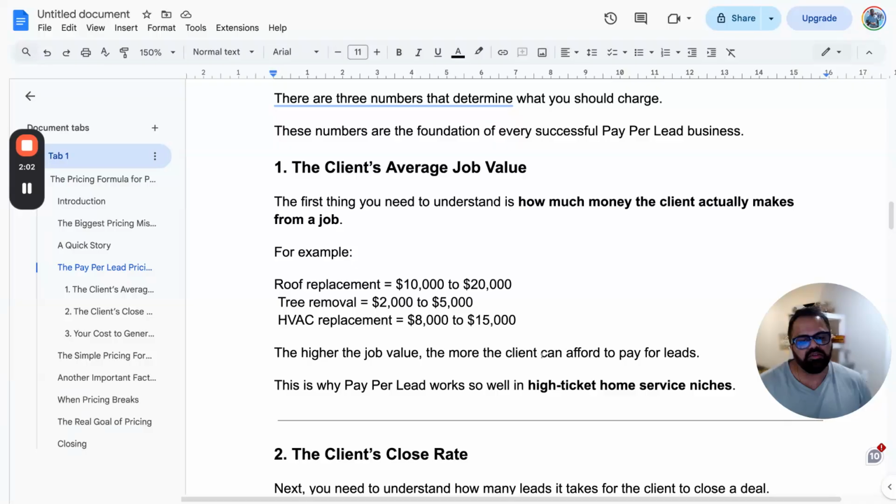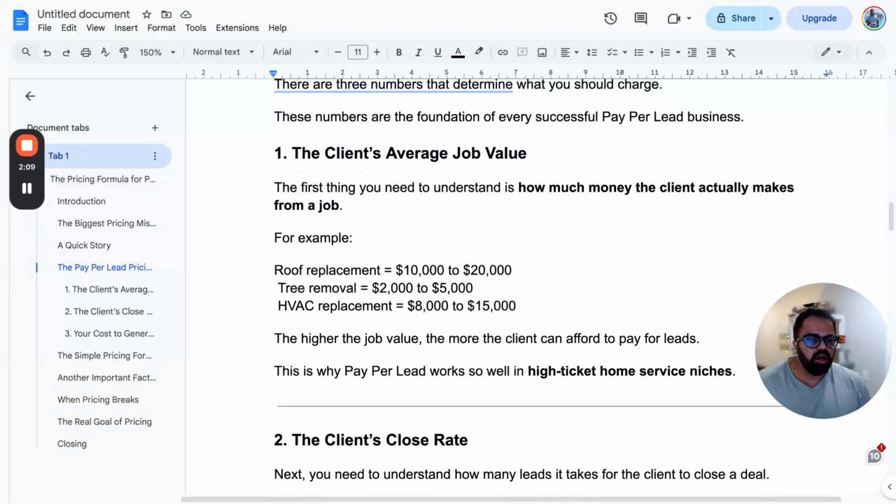The higher the job value, the more the client can afford to pay for leads. This is why pay per lead works so well in high ticket home services. But it also works well in lawyers, mortgages, real estate, a lot of different industries. It works really well. You just have to know how to position it and how to sell it.